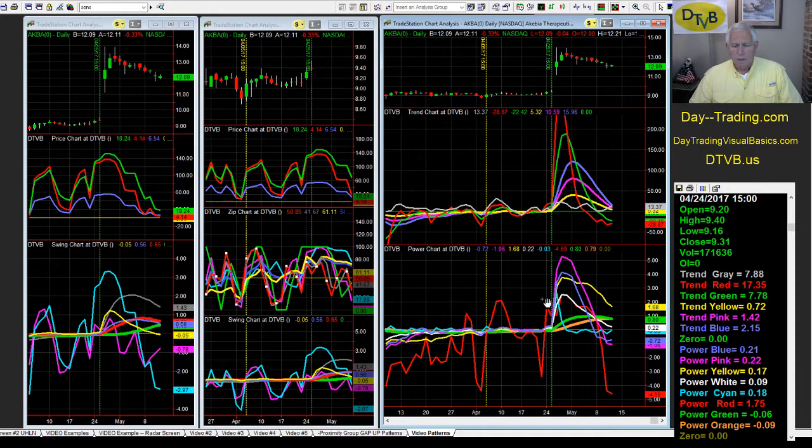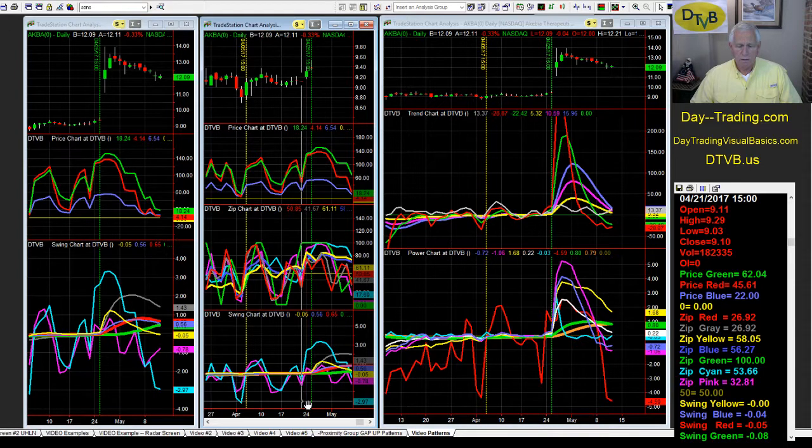The first one I'm looking at here is power red, and power red began at minus 3.3 and ended at 1.75. It almost went up 5 points. If you look at the same indicator line over here in the swing chart, swing went up from 2 days before the green line.